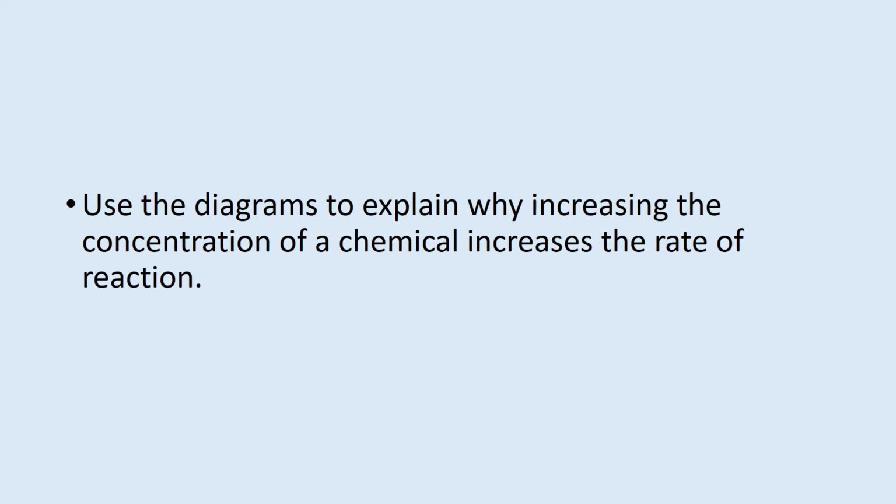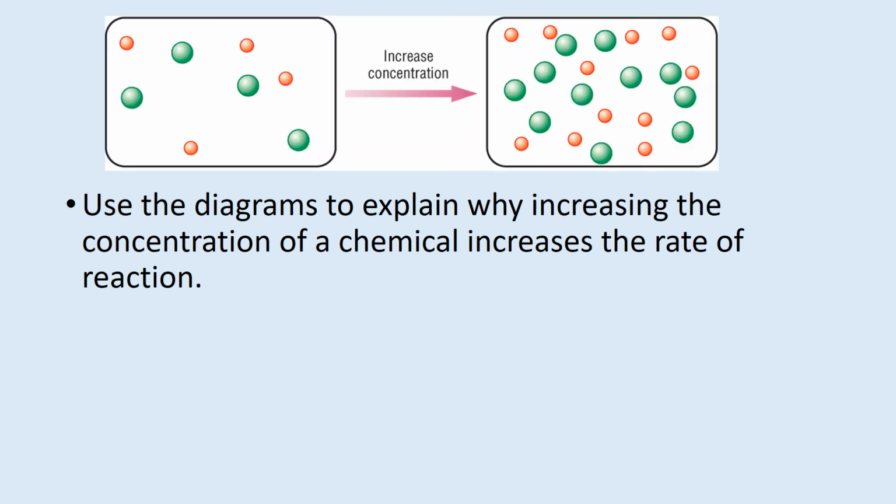So why does this actually happen then? We've looked at the graphs. We now need to look at the theory. So here's a couple of diagrams. And hopefully you can probably see, just from looking at them, why increasing the concentration of a chemical increases the rate. Now, I know it says increased concentration there, but it probably should say increased pressure, because this looks very much like this is not a solution but a gas.